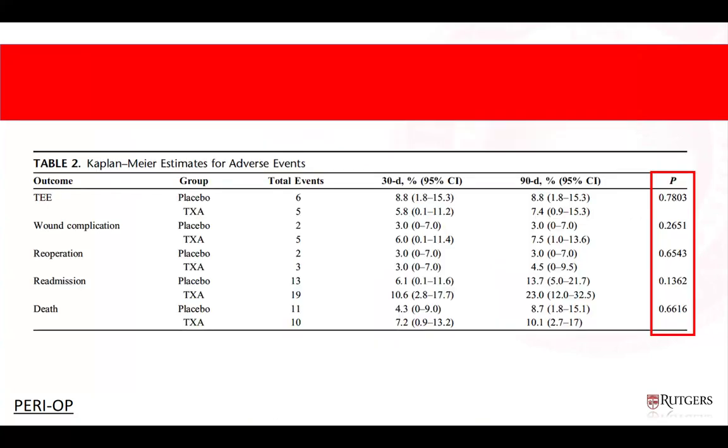Here were the Kaplan-Meier estimates for adverse events. So they did show a significant decrease in blood loss with TXA without any change in thromboembolic events, wound complications, reoperation, readmission, and death.